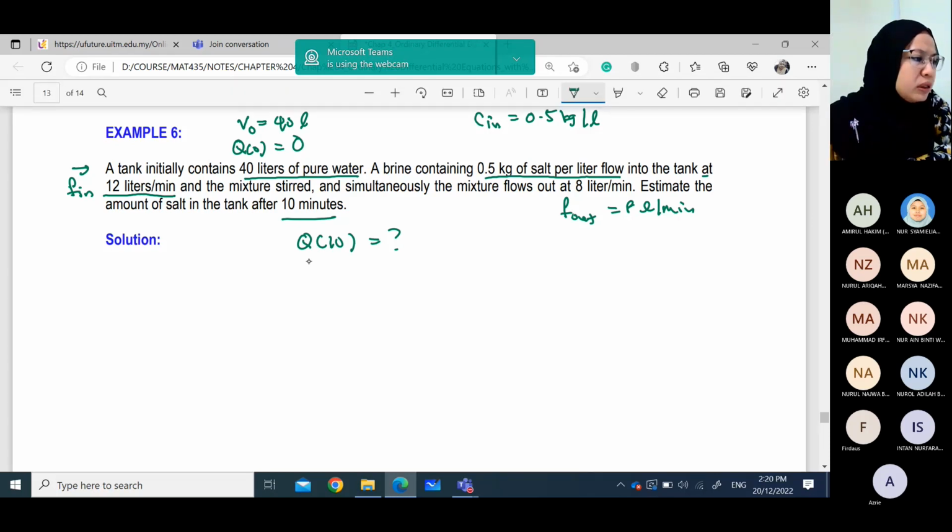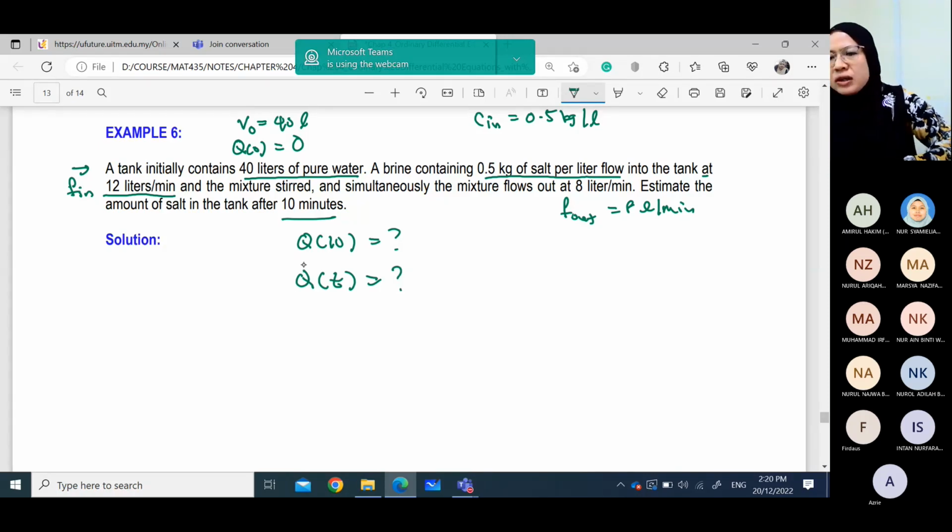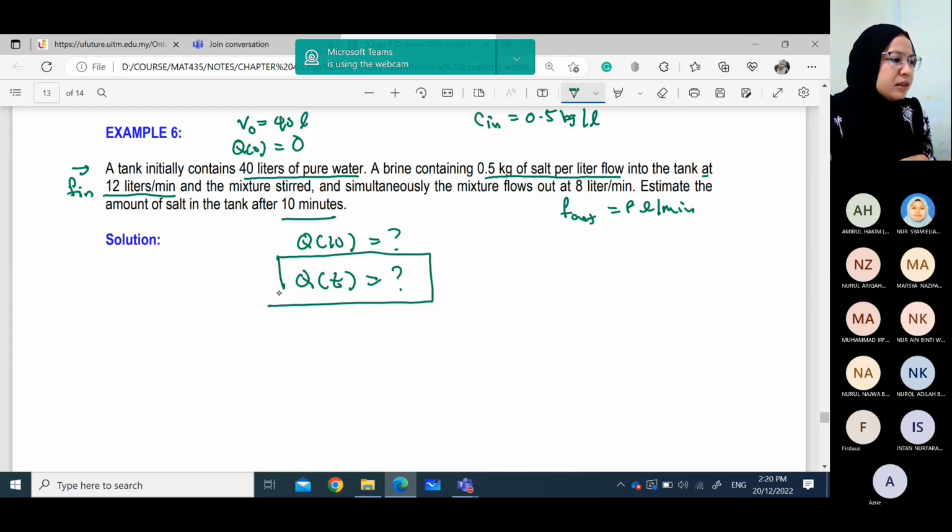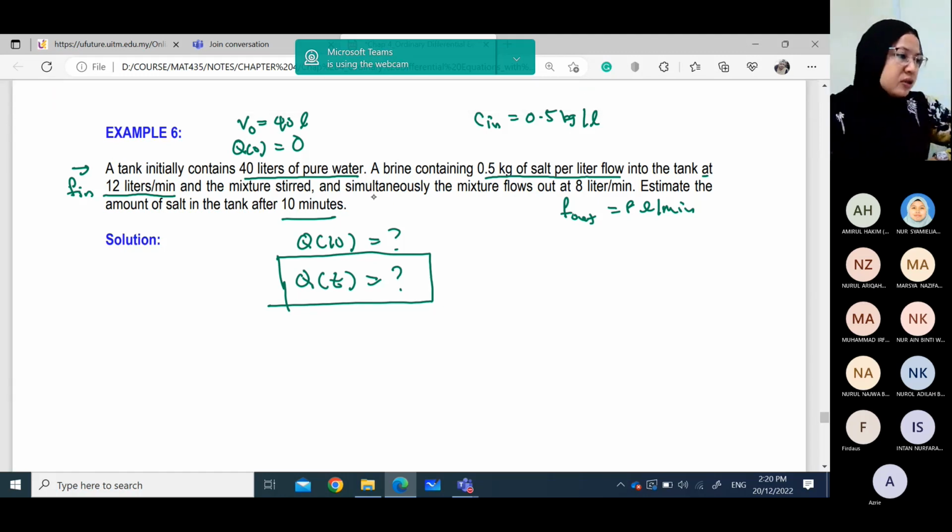Okay, so in order to find the quantity of salt after 10 minutes, first we need to find the quantity of salt at any time T. So this one is very important. So kalau kita tak dapat Q of T, kita tak boleh nak estimate untuk 10 minutes after ataupun 20 minutes after. Okay, so here we need to find this Q of T. Alright. So in order to find Q of T, we need to develop the equation. So how to develop the equation?